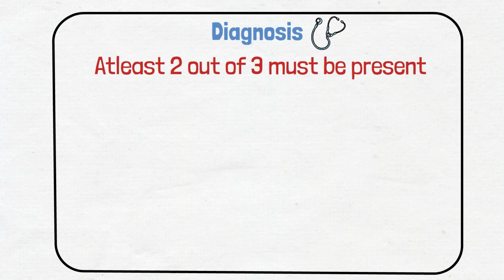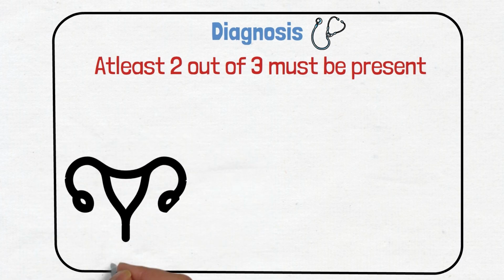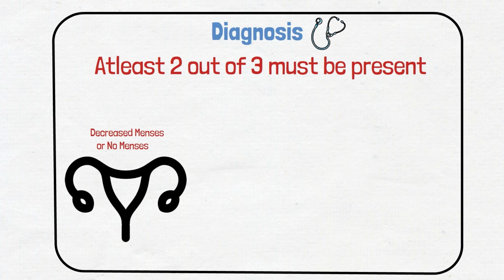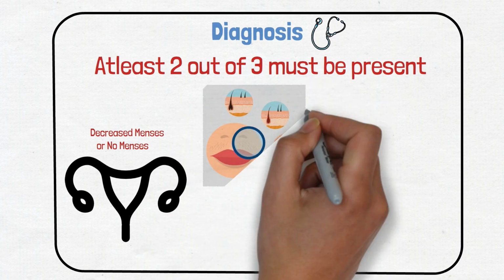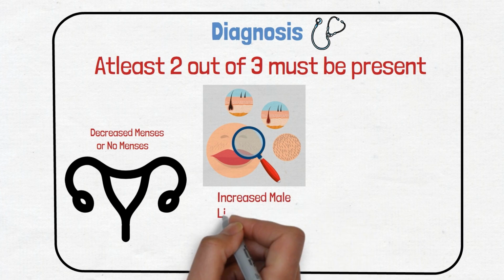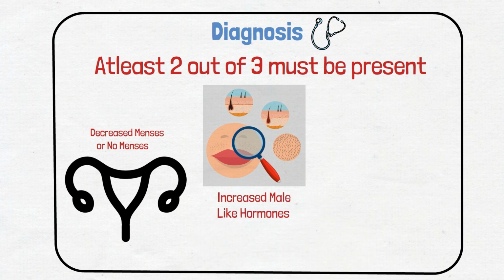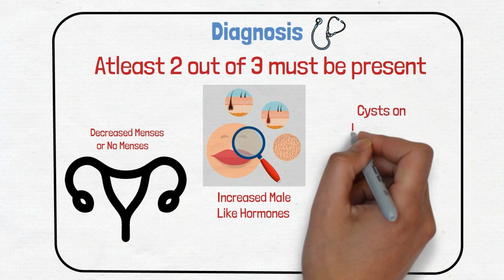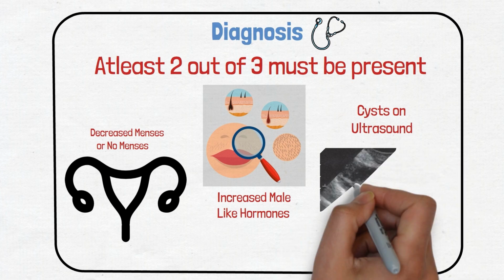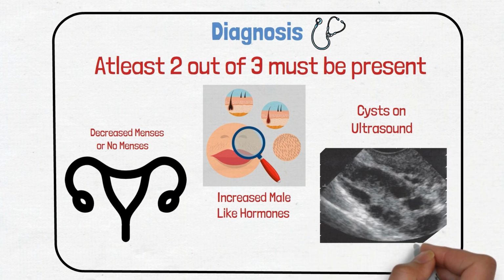A patient must have 2 out of the 3 features below for a proper diagnosis of polycystic ovarian disease. First, amenorrhea or oligomenorrhea, that is decreased frequency of menstruation or absence of menstruation. Secondly, clinical or biochemical evidence of hyperandrogenism, that is increased masculinizing hormones. And third, polycystic ovaries seen on ultrasound. The criteria for the diagnosis of a polycystic ovary are 8 or more cysts less than 10 mm in diameter.